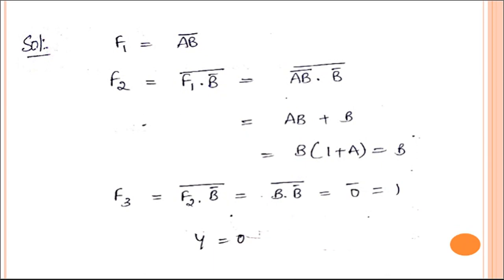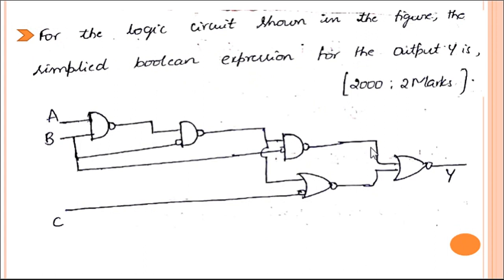Now the output of the third NAND gate is 1, and this is passed through a NOR gate. So from the basic rule, if any one of a NOR gate's inputs is 1, then the output value will be 0. Since the value of F3 is 1, the output value Y is 0. So for this problem, the output Y value is 0.